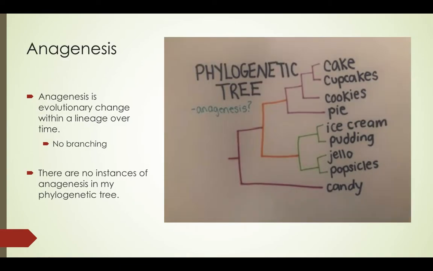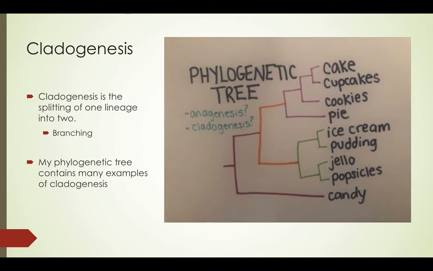Anagenesis is evolutionary change within a lineage over time. It is characterized by no branching. This is not found on my tree, as all of my components are reached through branching. My phylogenetic tree more accurately displays cladogenesis.